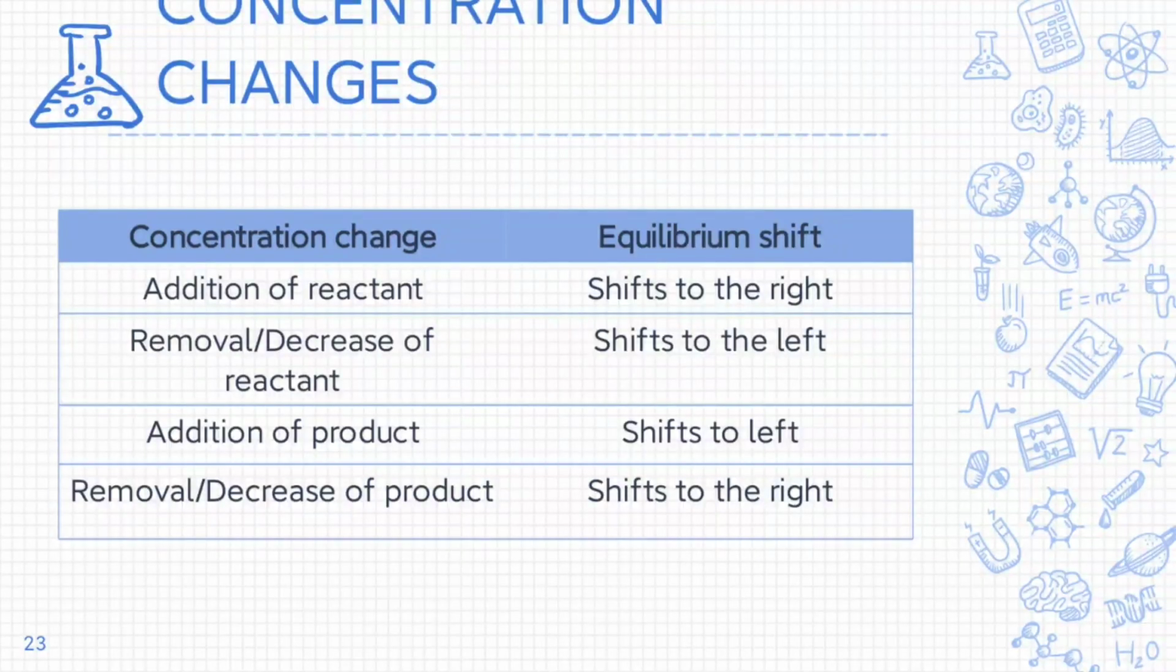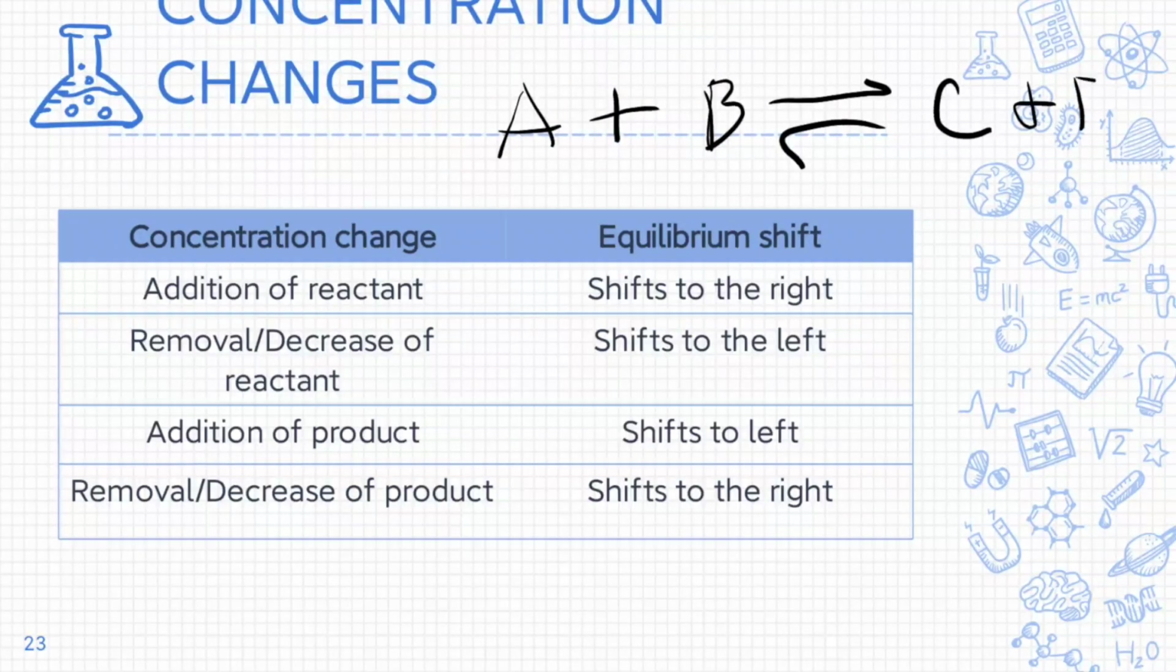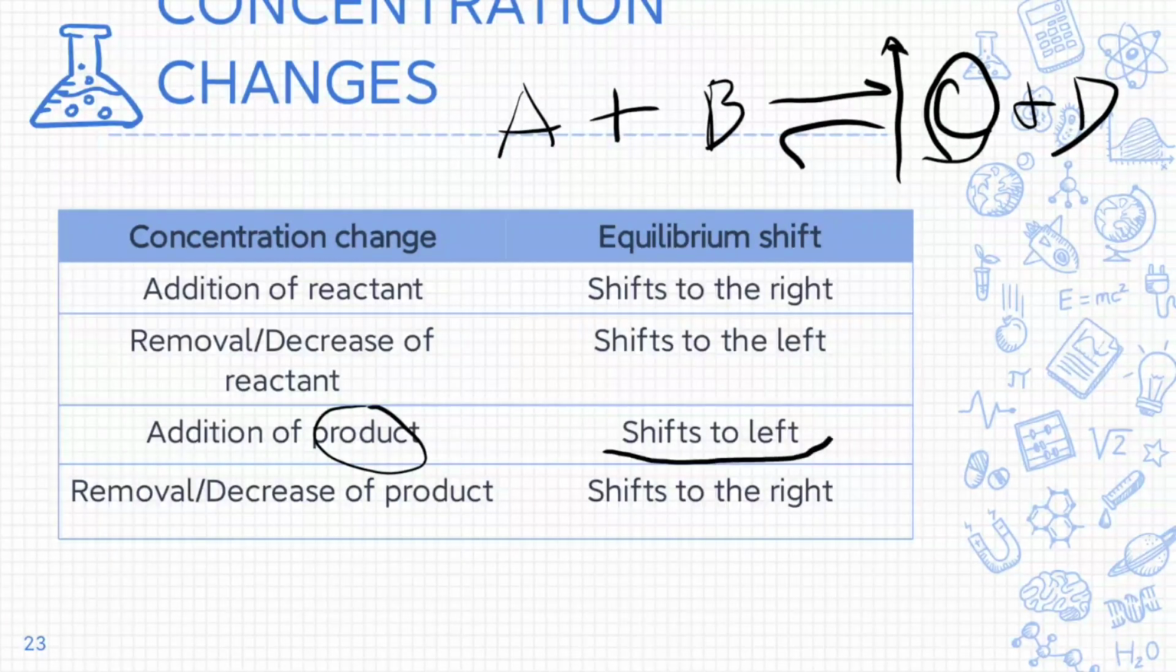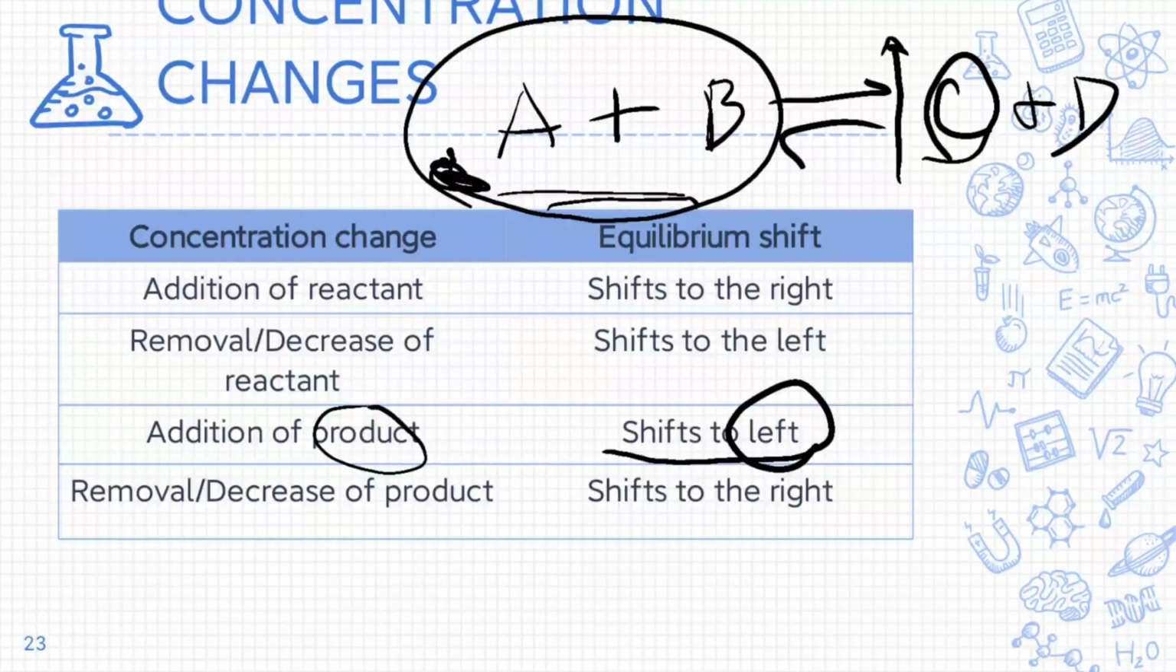Okay. If you add a product, so again, the product side is on the right side of your equation. If you remember, A plus B, C plus D. Okay? So if you add a product, in this case, you increase the concentration, the equilibrium shifts to the left, dito sa kabila. Okay? There will be a compensation. Dinagdagan mo yan, magdadagdag sila dito, or there will be a compensation in this equilibrium.